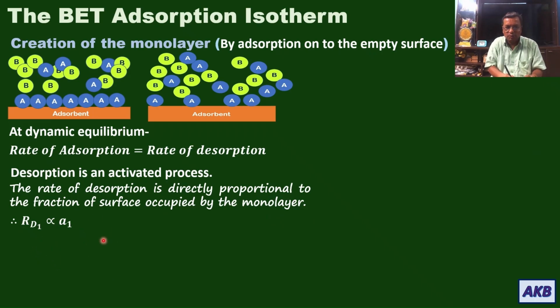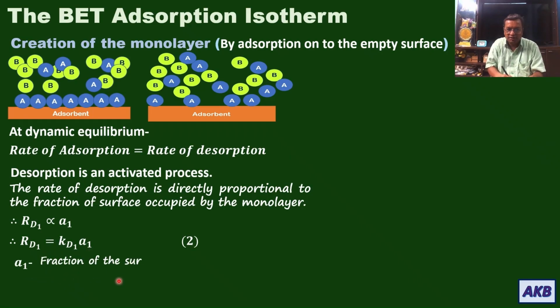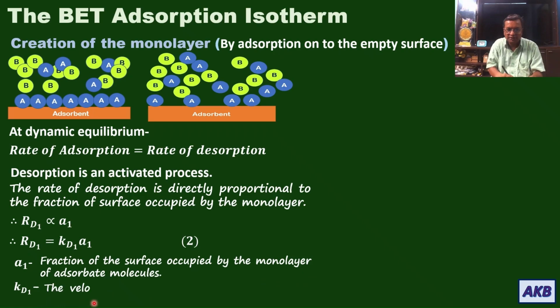Rd1 is directly proportional to A1. Rd1 stands for rate of desorption of the monolayer. So, the number 1 in this case represents the monolayer. So, Rd1 is directly proportional to A1, that is, Rd1 is equal to Kd1 into A1. In this case, A1 is fraction of the surface that is occupied by the monolayer of the adsorbate molecules, and Kd1 is the velocity constant for desorption from the monolayer. So, 1 in this case stands for the monolayer.